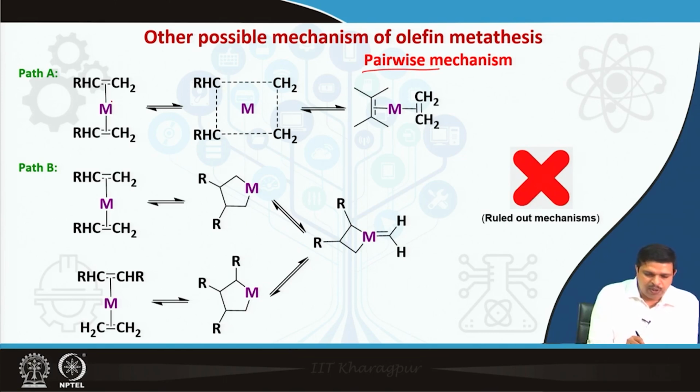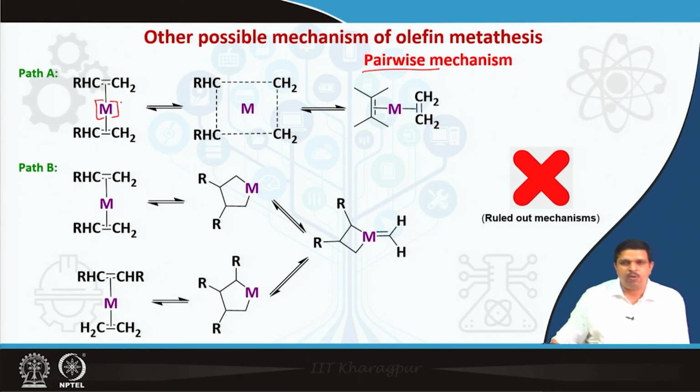So this is my metal center, and if I have an alkene, let's say RCH double bond CH2, this can coordinate in a pairwise manner. That is, one alkene pair is coordinated to the metal at the same time, and it forms this kind of a transition state, the four-membered, but the metal is coordinated with two alkenes.